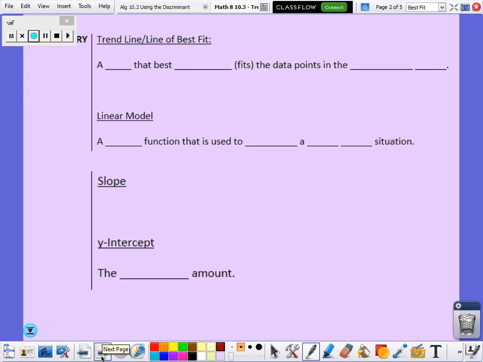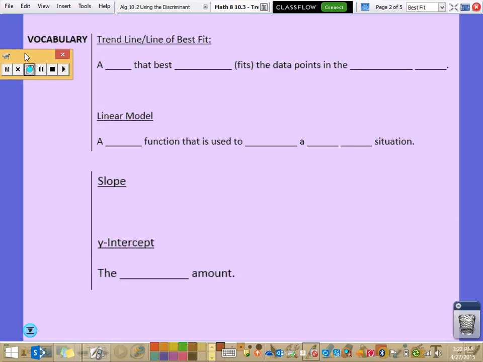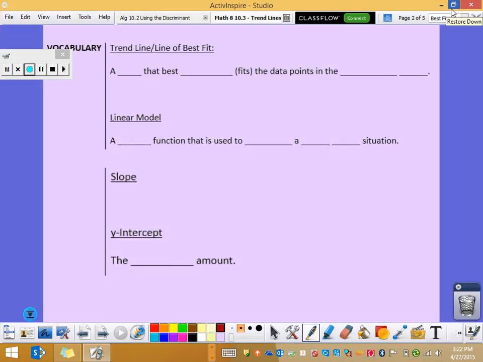So for our vocabulary, to start us off, we have a trend line. What is a trend line? It is a line that best approximates or fits the data points in the scatter plot. So we're still working with scatter plots today.